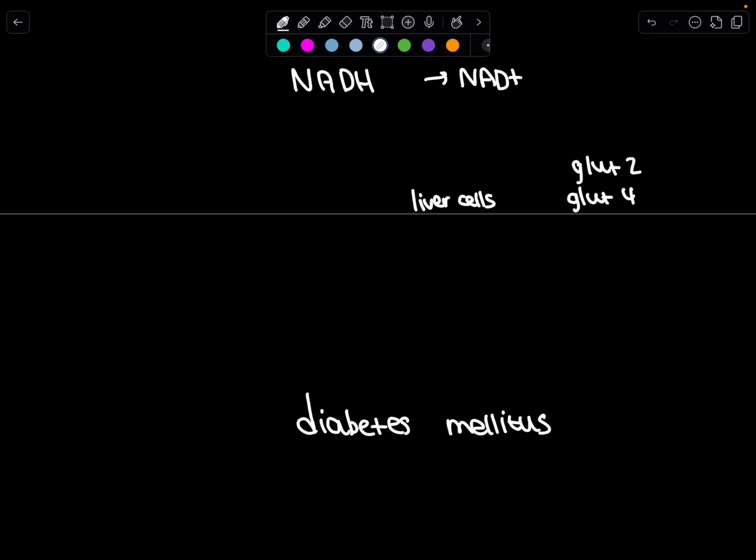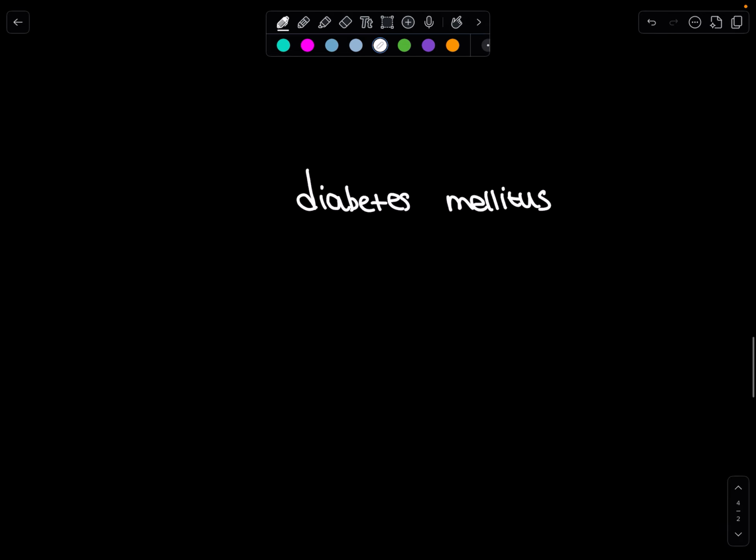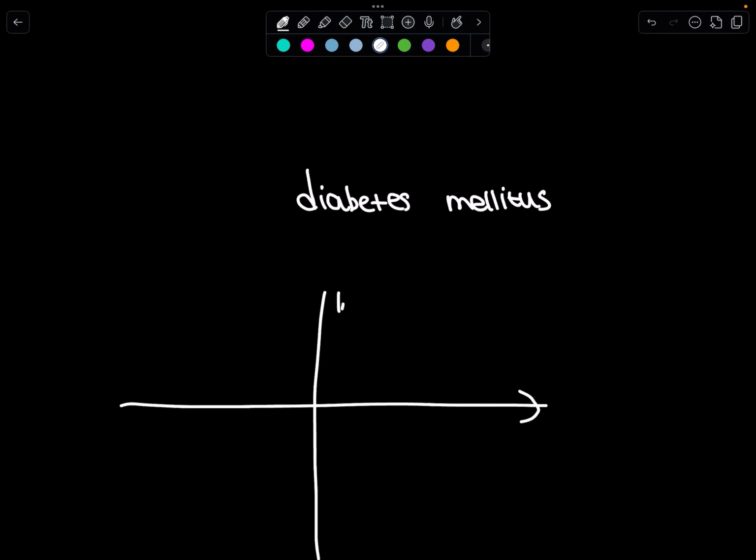Let's talk about how polar molecules such as glucose enter cells across a lipid membrane. Polar molecules like glucose can't cross cell membranes easily because membranes are lipid-based and hydrophobic. Glucose enters cells via glucose transporters, mainly GLUT proteins. In the liver, GLUT2 allows glucose to diffuse in or out based on concentration gradients.